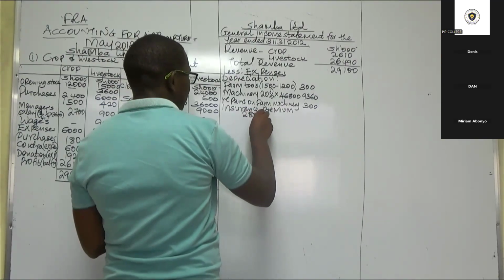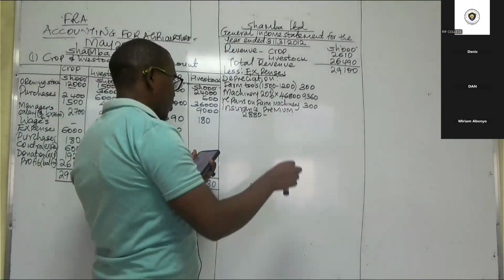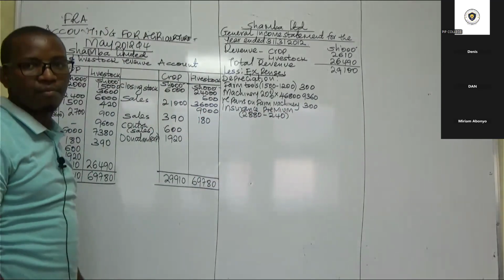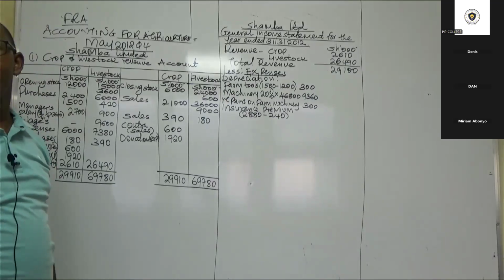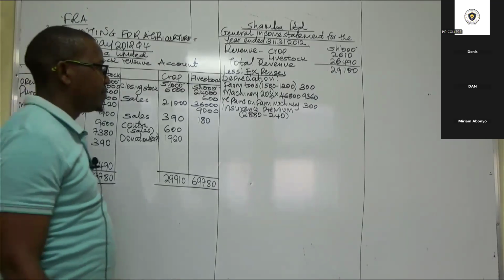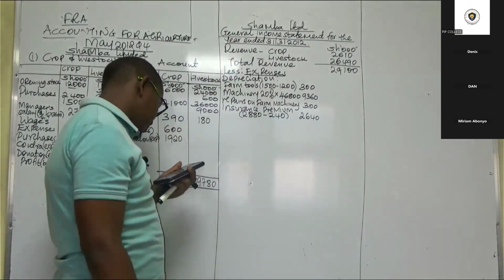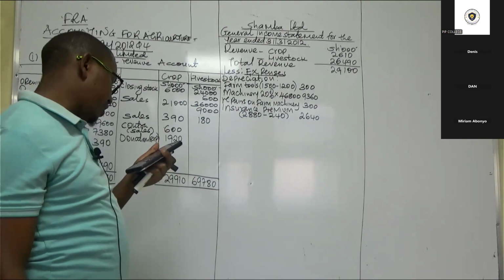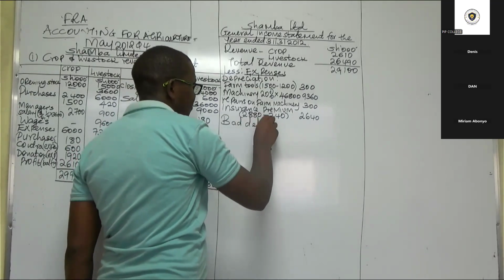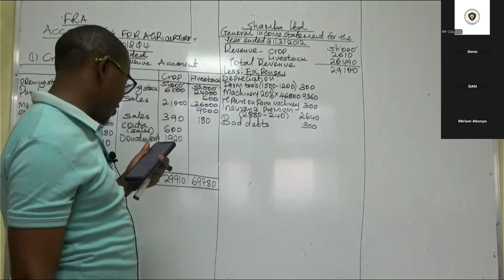So it will be 2880 from the trial balance, the general insurance premium, minus what was prepaid of 240. How much is it giving you? 2640. We continue. Number 6 is the bad debts. Bad debts were of how much? 300. Bad debts were 300.